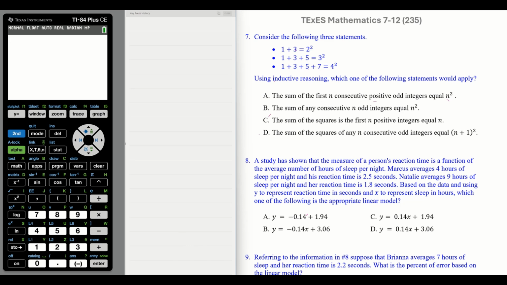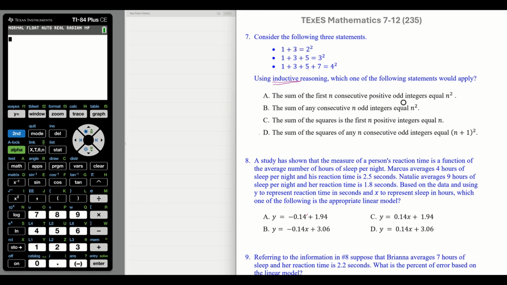Number 7, consider the following 3 statements. 1 plus 1, well, I'm not going to read all that. You can see it. Using inductive reasoning, which one of the following statements would apply? Okay, so what are we doing here? What do they mean by inductive? They mean we need to look at details. We're already doing that. We're going from these detailed given items, and then we're going to find a formula off of those.